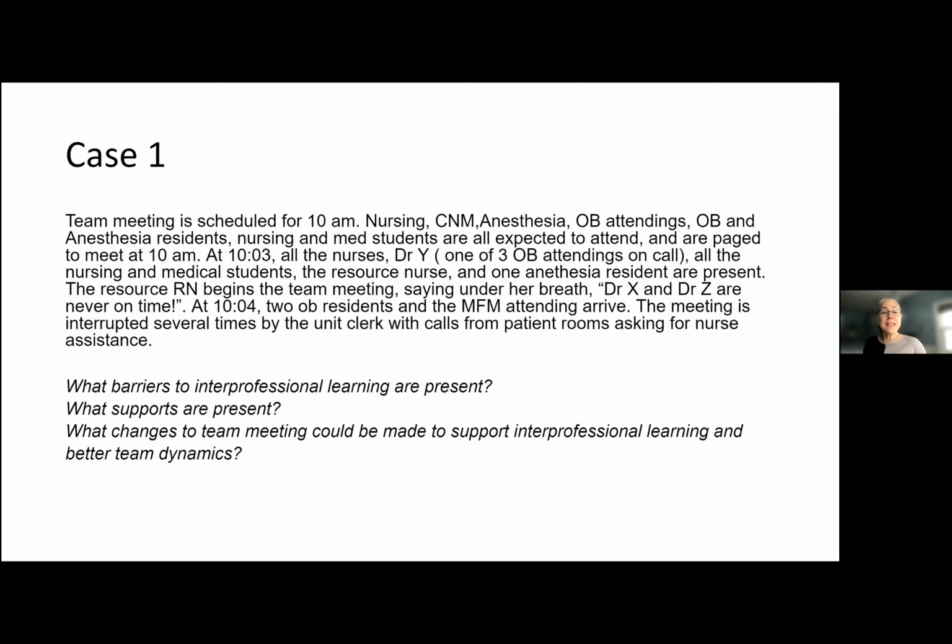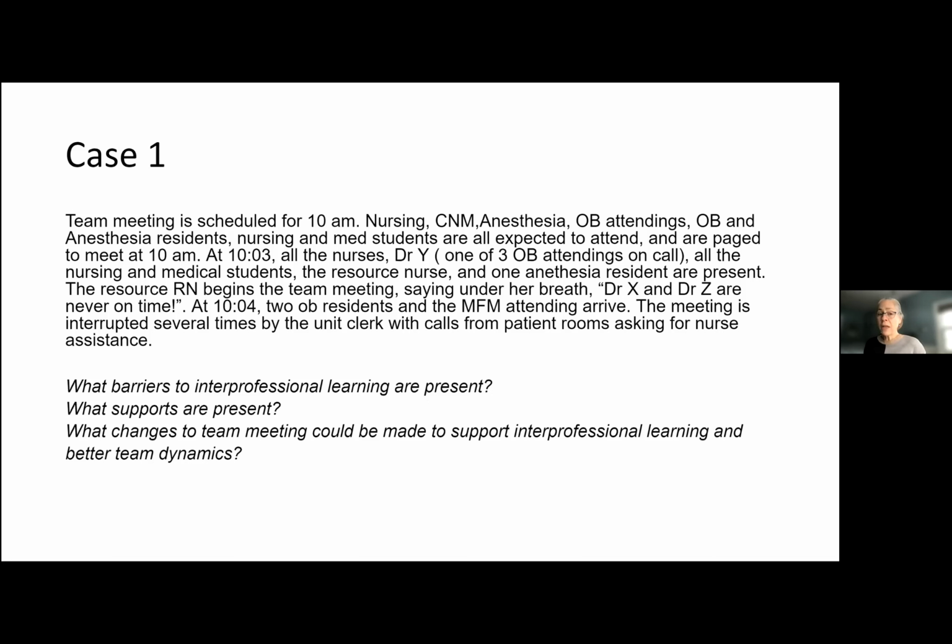But the first case is a team meeting on labor and delivery. It's scheduled for 10 a.m. And the people who are expected to attend are all the nurses, the midwives, anesthesia, both attendings and residents, OB attendings, OB residents, and then the nursing and medical students are all expected to be there. Everybody's paged ahead of time to meet at 10 o'clock.